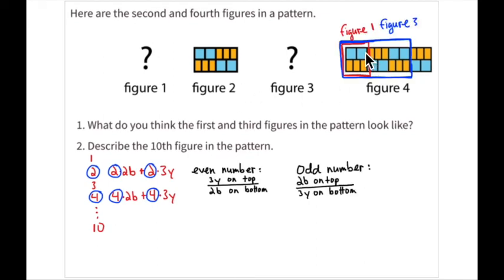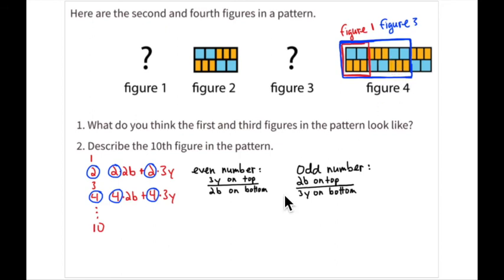And if you look, figure 1 is going to be just 1 of the 2 blues and 1 of the 3 yellows. And figure 3 would be this one. It's going to be 3 of the 2 blues, 1, 2, 3, and 3 of the 3 yellows, 1, 2, 3.